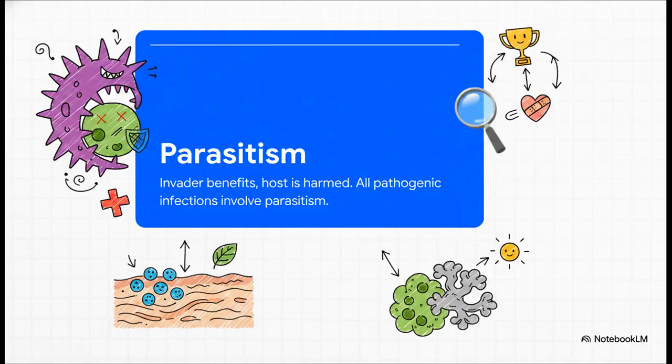Let's talk about microbial relationships for a second. The crucial point here is understanding parasitism. By definition, parasitism is a relationship where one organism, the invader, benefits while the host is actively harmed. And listen closely to this. All pathogenic infections involve parasitism. This is totally different from commensalism, where our resident skin flora benefits without doing us any harm, or mutualism, where both parties benefit. Think of mutualism like the algae and fungi that combine to form lichens. But if an organism is making a patient sick, it's operating as a parasite, period.